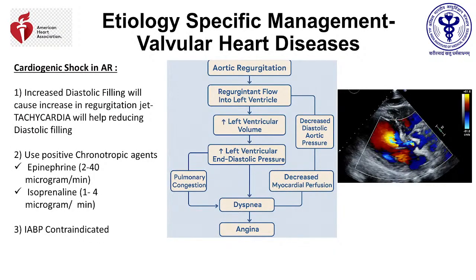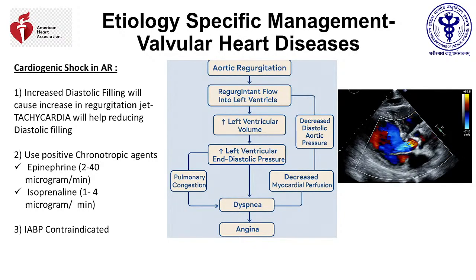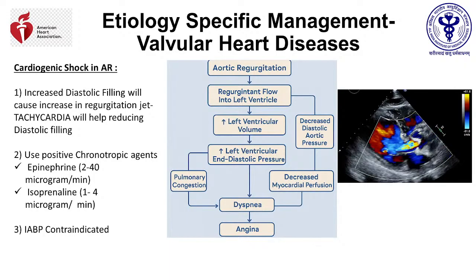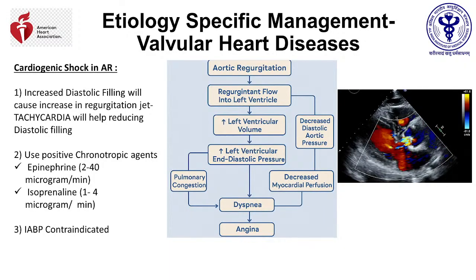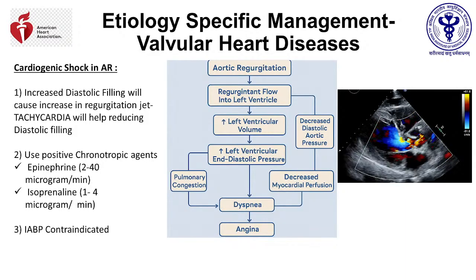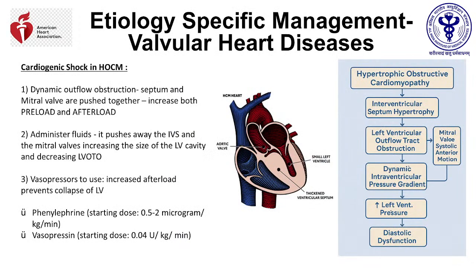In patients of aortic regurgitation, again it's a diastolic problem. The more diastole you give to the patient, the more will be the regurgitant jet. So our primary target over here is to increase the heart rate at any cost. So in a patient of AR presenting in cardiogenic shock, we will use a pure chronotropic agent, that is epinephrine or isoprenaline. Isoprenaline obviously if the MAP is more than 60. And IABP is contraindicated in these patients.